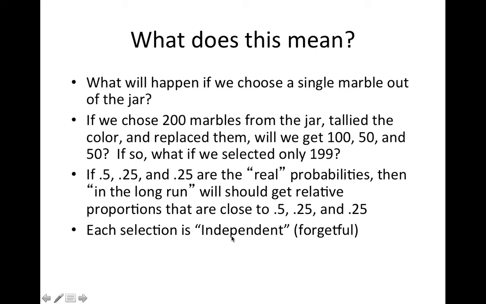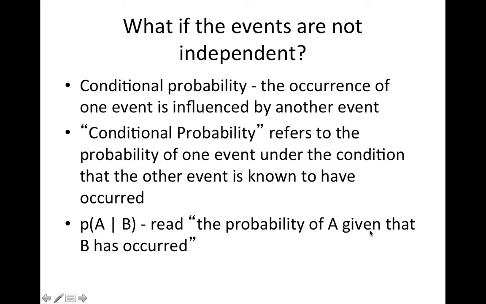One of the things that I slipped in here was that when we select marbles from the jar, we put them back. We say that every selection is independent, and that is the jar forgets what's been selected. What if the selections are not independent? In this case, we start to refer to something called the conditional probability of an event. The occurrence of one event is influenced by another event. Conditional probability refers to the probability of one event under the condition that the other event is known to have occurred. The probability of A given B is sometimes symbolized like this: probability of A given B.